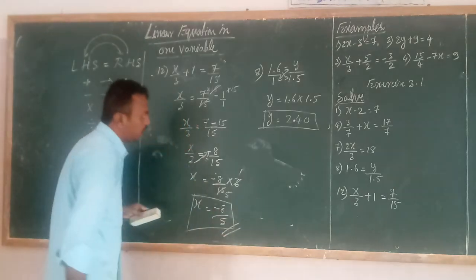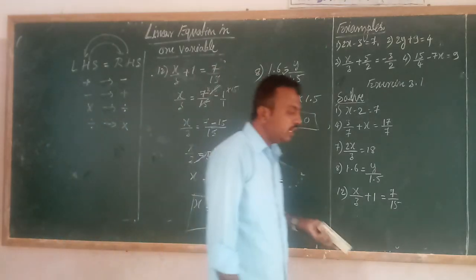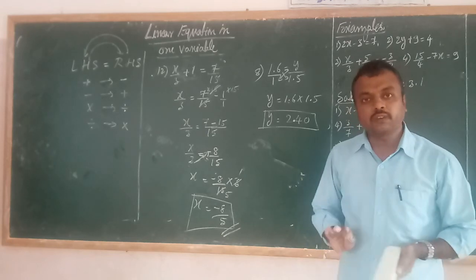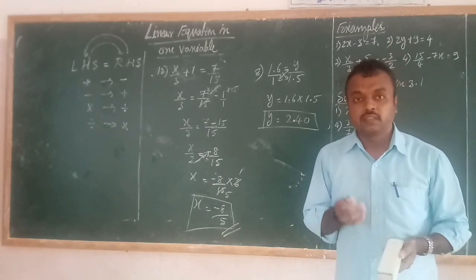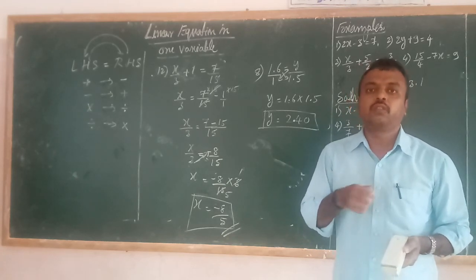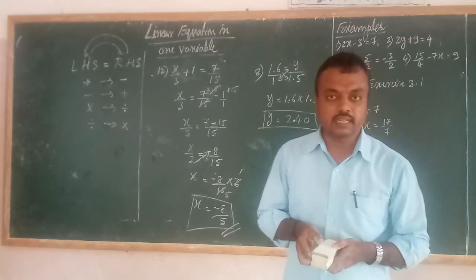Understand? So like this we have to solve. So these are the linear equations in one variable. Very very simple problems in the first exercise. In the next exercise, little bit complicated is there. Not more, little bit. So we have to solve in that problems we have to discuss in the next classes. Okay, students.